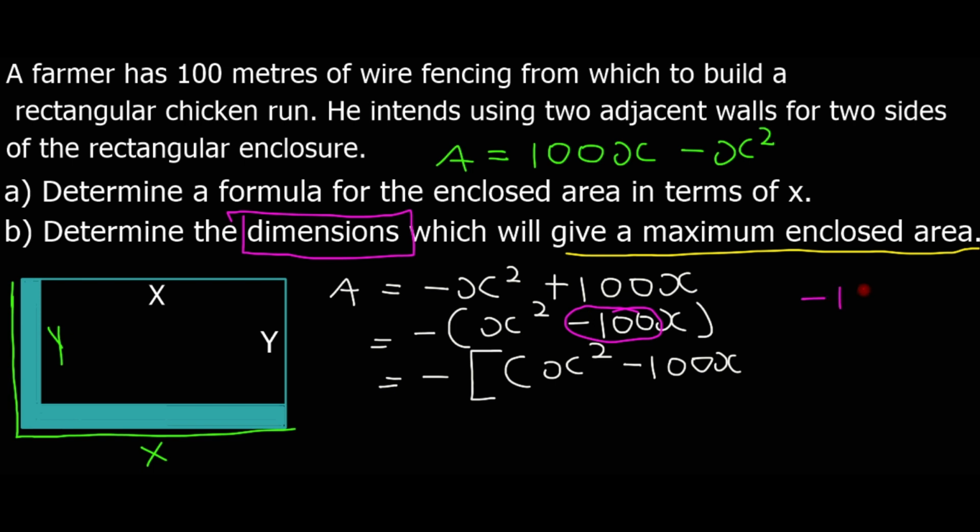We say it is negative 100 and then we divide by 2 and then square it, but you can see that 100 divided by 2 is 50. We write negative 50 all squared. It means we will have plus negative 50 all squared, and then we go back with a minus, and then from there we close the bracket.